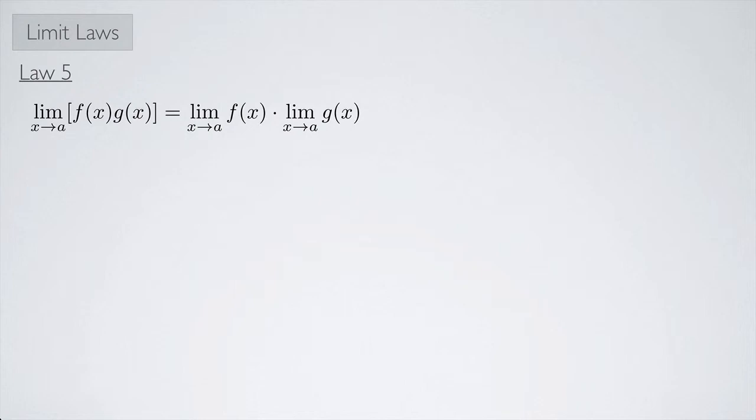Next up, we have law number 5. Law number 5 says that the limit as x approaches a of f of x times g of x equals the limit as x approaches a of f of x times the limit as x approaches a of g of x. And remember, these individual limits have to exist, the limit as x approaches a of f of x and the limit as x approaches a of g of x, in order for this law to hold.